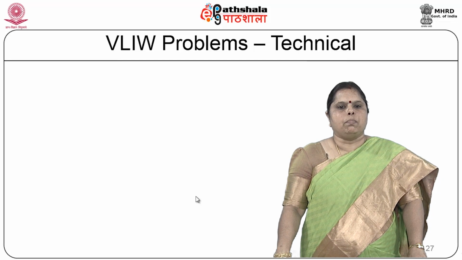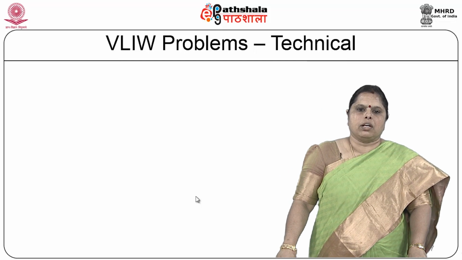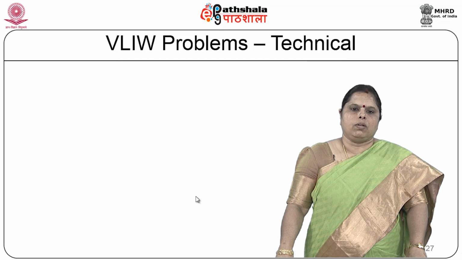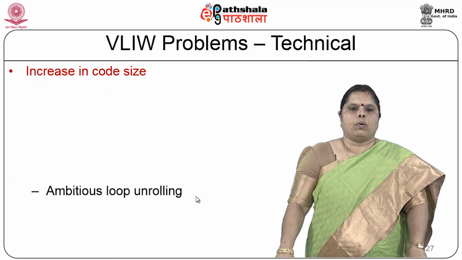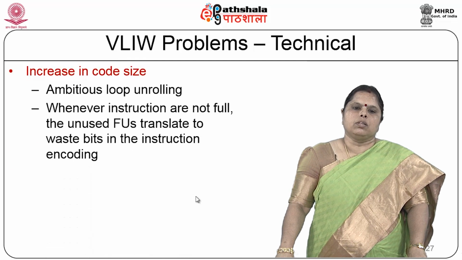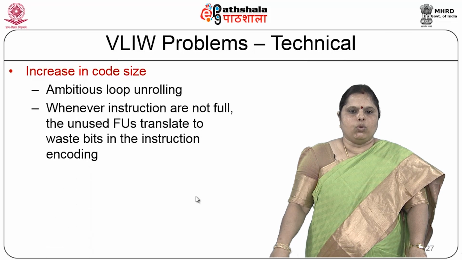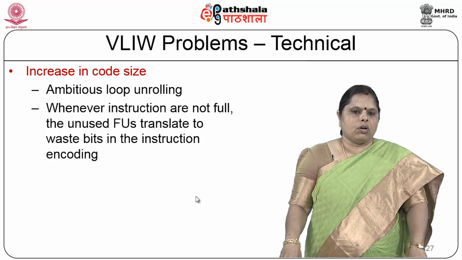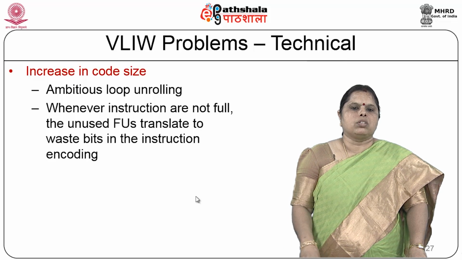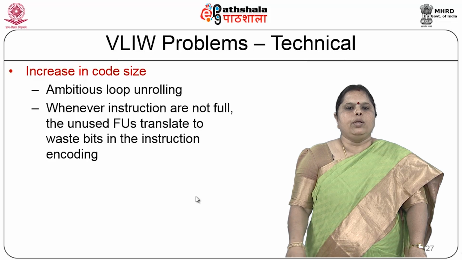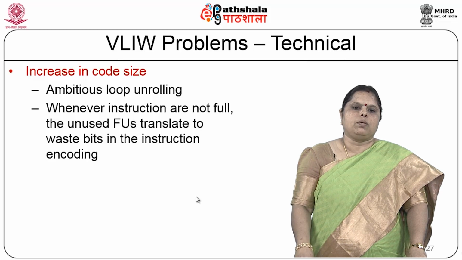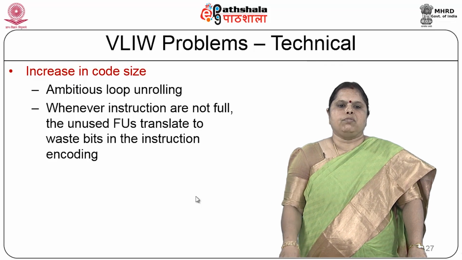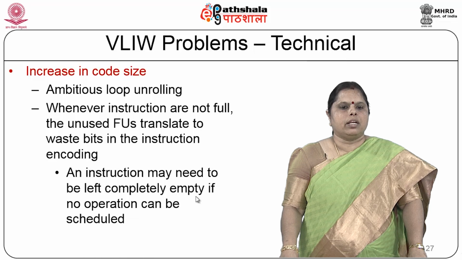Now, having discussed the basic concepts of VLIW style of architectures, we will briefly look at the problems associated with them. First of all, what are the technical problems? Obviously, there is an increase in code size because we do a lot of ambitious loop unrolling, and whenever instructions are not full, all the unused slots go as no-ops. They are unused functional units, but they are still wasted bits in your instruction format. So all that leads to an increase in code size.